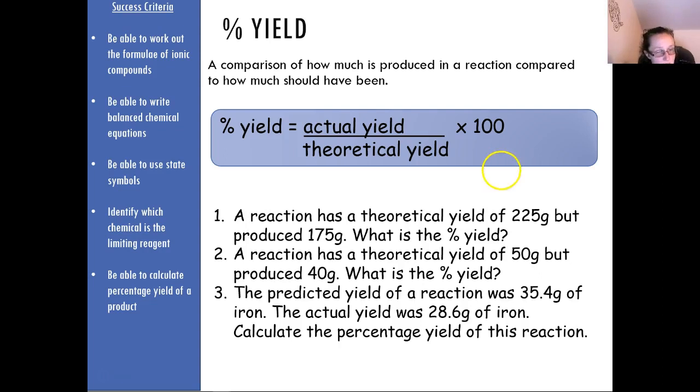So I've given you 3 questions there to have a go at, where I've given you theoretical yield and actual yield, and I've just asked you to calculate the percentage yield. I've just worded the last one a little bit differently, but it is exactly the same question. So give those 3 a shot. I think you should all be absolutely fine with them.